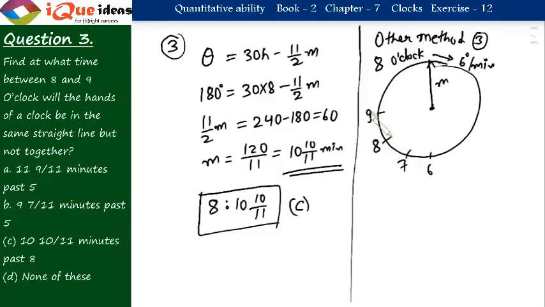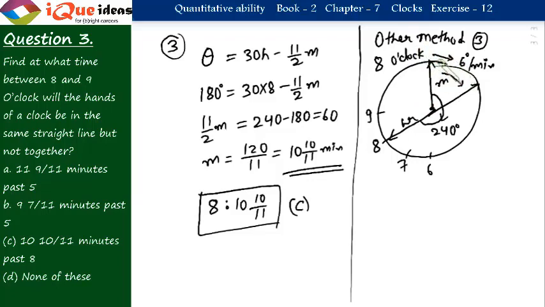This is the original situation of the hour hand at 8 o'clock. Now the total angle between them is 240 degrees. You can check that 30 into 8 in this clockwise direction is 240 degrees. Now if I want the hands to be opposite to each other, that means the minute hand should travel this much distance. Now how much will this distance be?